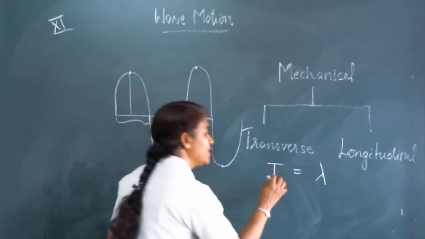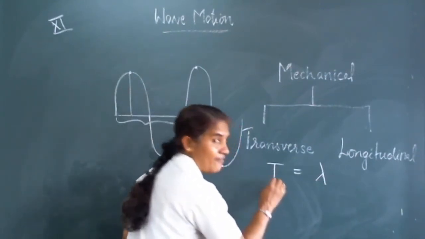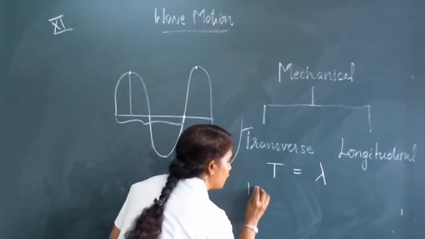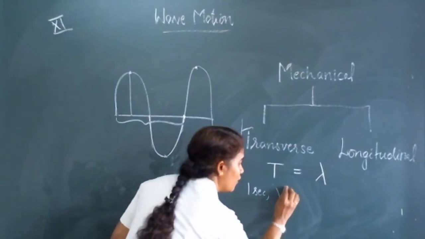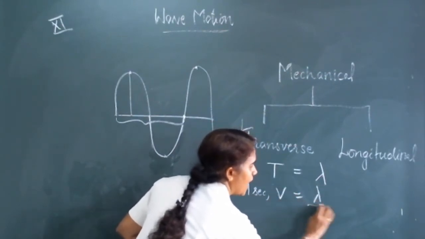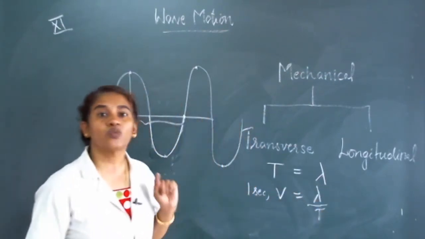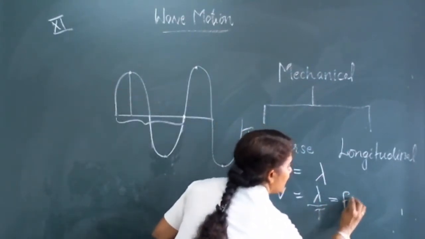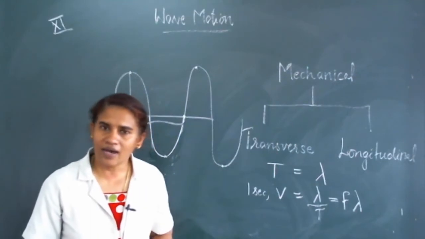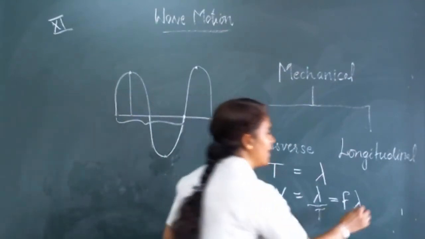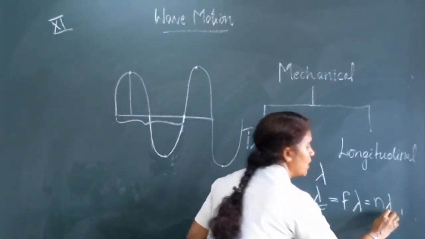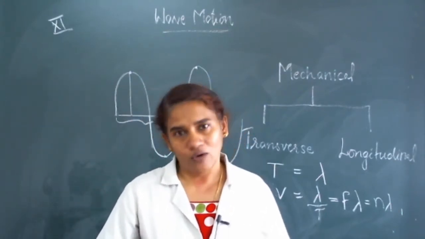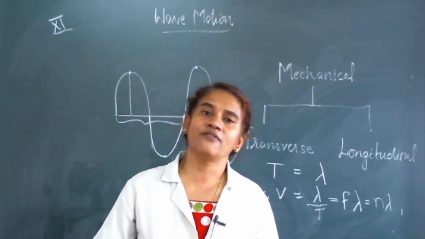Distance travelled by the wave in 1 second is called velocity. So velocity is equal to what? Lambda by T. What is 1 by T? Frequency. So we can write V is equal to f lambda, or instead of f we can use the symbol n, V is equal to n lambda. This is the relationship between velocity, frequency and wavelength.